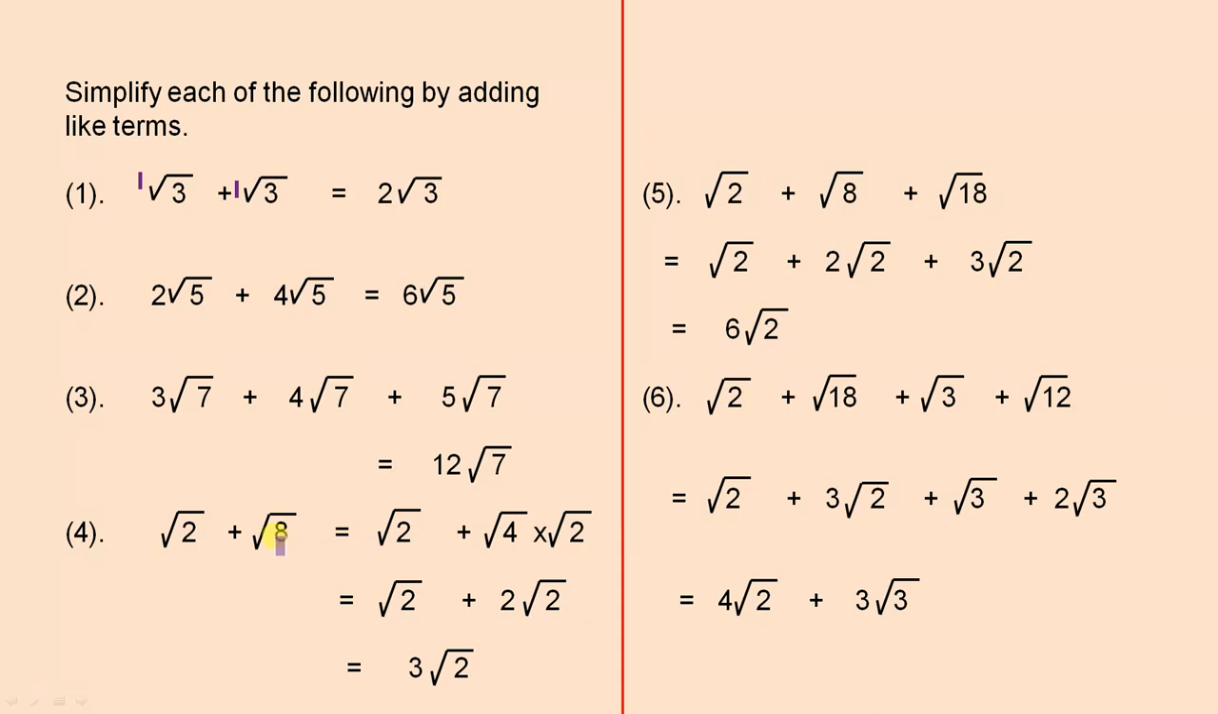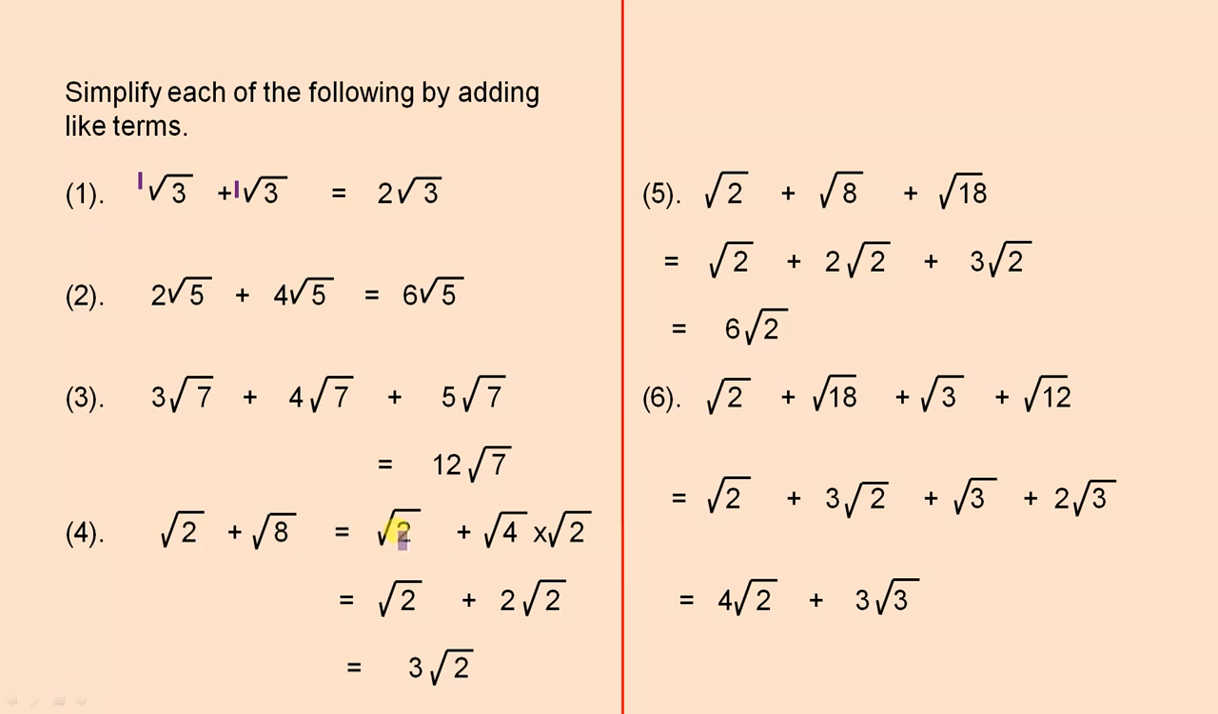Now here's an interesting one. The square root of 2 plus the square root of 8. Now at first glance, they don't appear to be like terms because the numbers under the square root sign are different. Okay, so that square root of 2 is there.